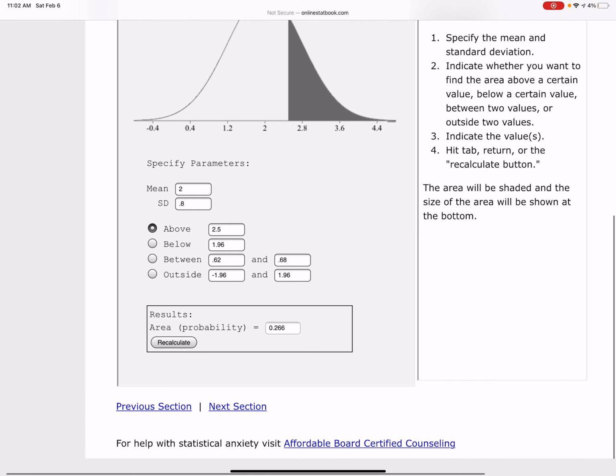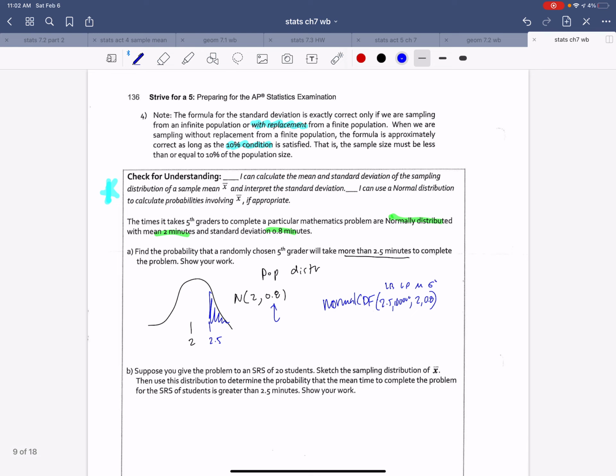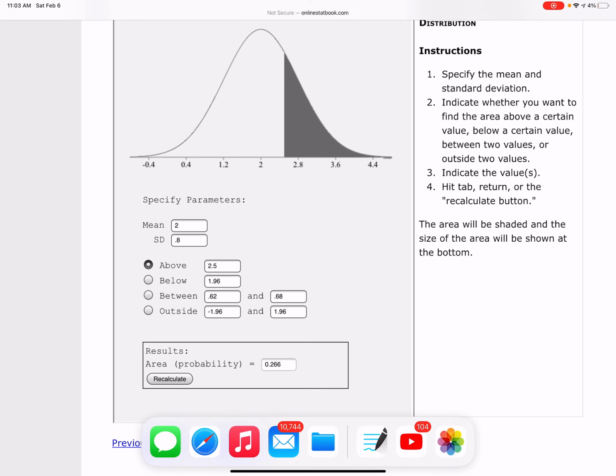All right, so that kind of matches our picture, 0.266. So what's my probability that my value is greater than 2.5? 0.266.